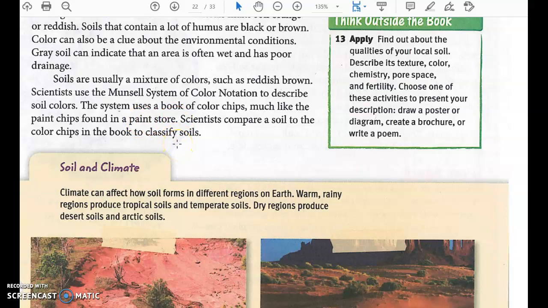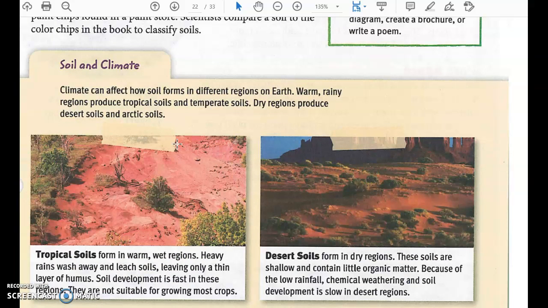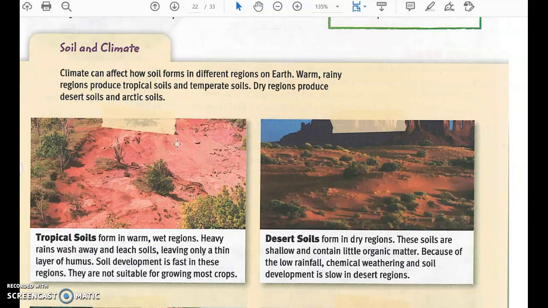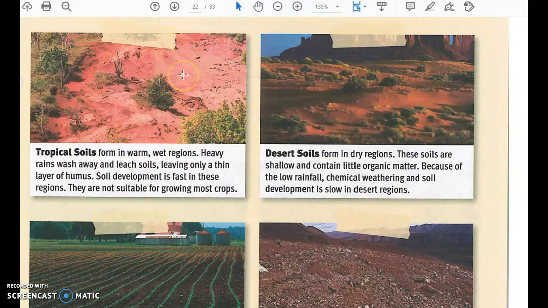Scientists can use the Munsell system of color notation to describe soil colors. The system uses a book of color chips, much like paint chips found in a paint store. Scientists compare a soil to the color chips in the book to classify soils. So here we take a look at 4 different climates. So it says climates can affect how soil forms in different regions on Earth. Warm, rainy regions produce tropical soils and temperate soils. Dry regions produce desert soils and Arctic soils.